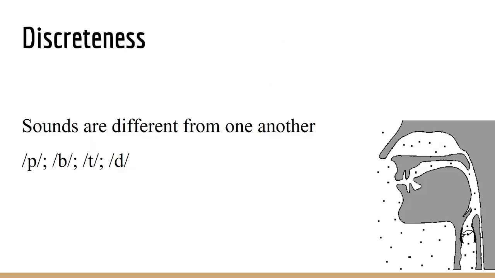The other property of language is discreteness. It means that sounds are different from one another. Pa, ta, da, ba. These sounds are different from one another. Sounds that we use in language are meaningfully distinct. It is that language works on a sound system and one sound can change the meaning of the entire word.